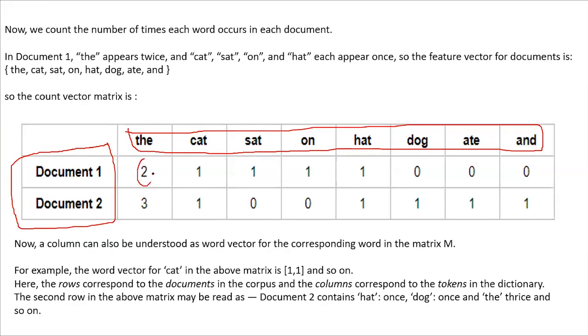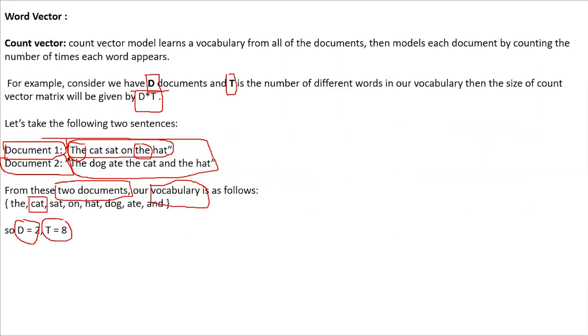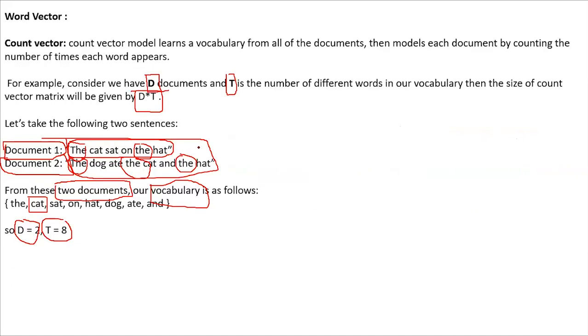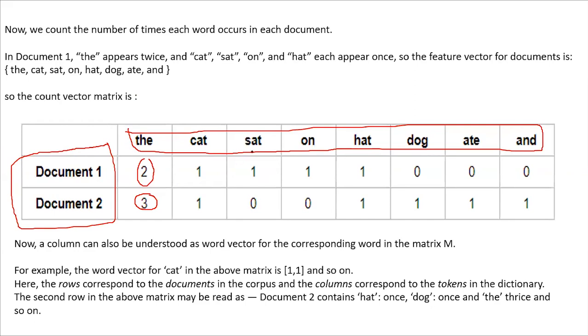So we'll mention twice. In document two, "the" is occurring three times, so we are mentioning three. In the same way for cat: in document one, cat is occurring once, and in document two, cat is occurring once. So we have kept it as one and one. Same for sat, on, hat, dog, ate, and. Any questions so far? How this matrix has been created? If you have, kindly please type into chat. Okay, cool. So this is a row matrix that we have created out of the documents.